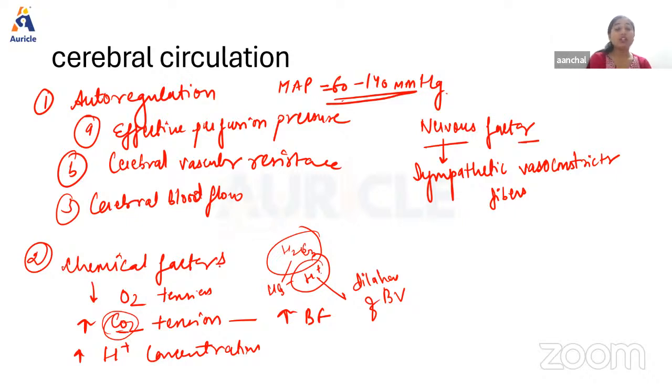In pathological conditions, like hypertension, the sympathetic nerve causes constriction of cerebral blood vessels, which leads to reduction in blood flow. All this occurs in conditions like hypertension. It is also responsible for preventing cerebral vascular hemorrhage and cerebral stroke.